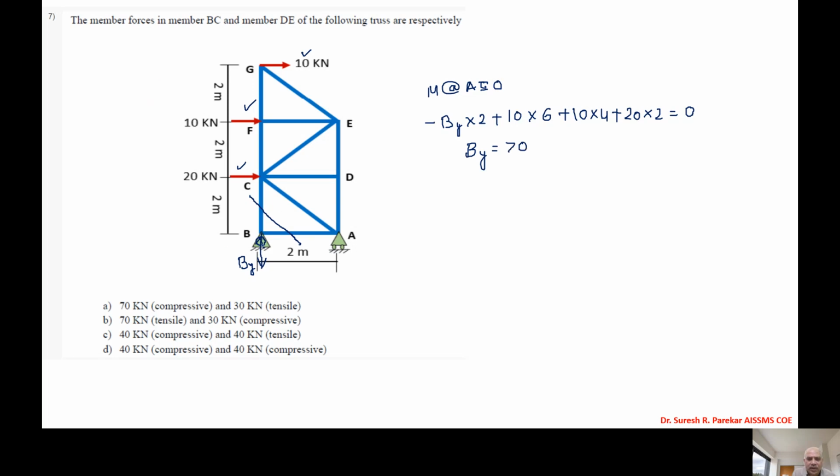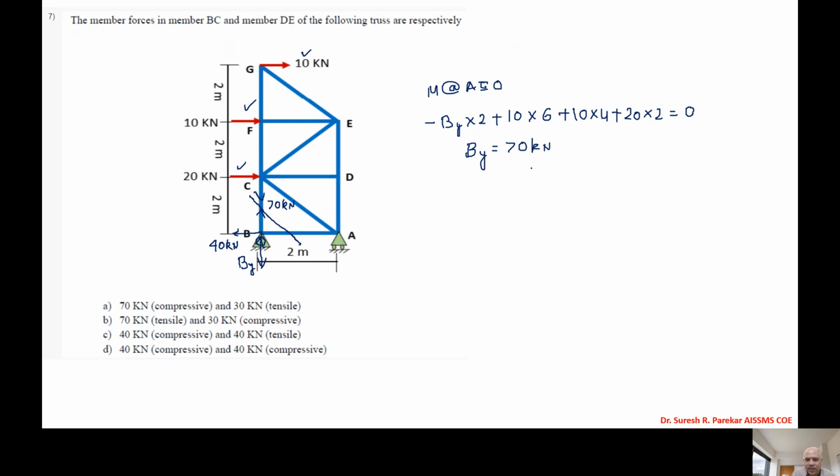Now if we consider this joint, we have horizontal forces here as well, 10, 10, 20, 40 kilonewton. But we are interested in the vertical. As this is downward, this will be upward, and this will be equal to 70 kilonewton. So we have 70 kilonewton tensile.